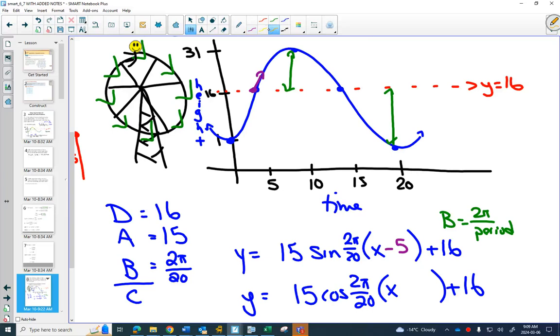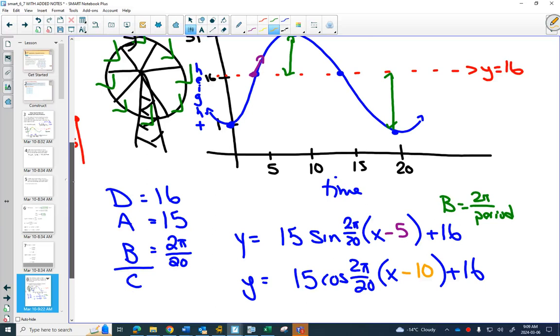Where does a cos graph normally start? At a maximum. Can I find a maximum? Yes, right here. That maximum is 10 units to the right. So how do I show a shift of 10 to the right? Minus 10. So we've already got 2 graphs.